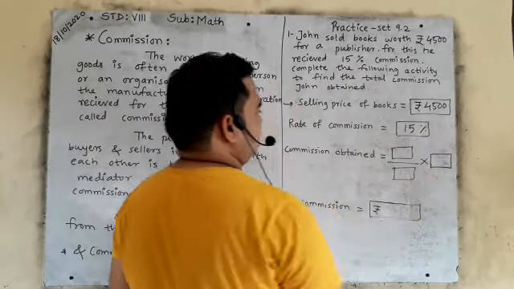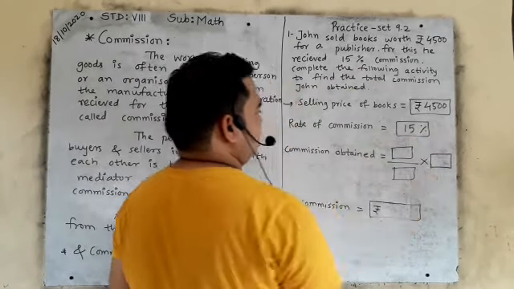15%. Now, commission obtained. You will take out the commission on the selling price. So 15% means 15 upon 100, multiplied by what? What should I write here? Selling price, because commission we can find out on selling price only.